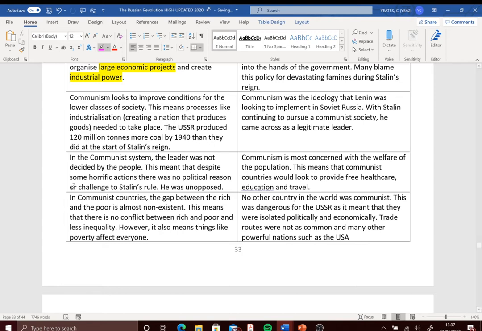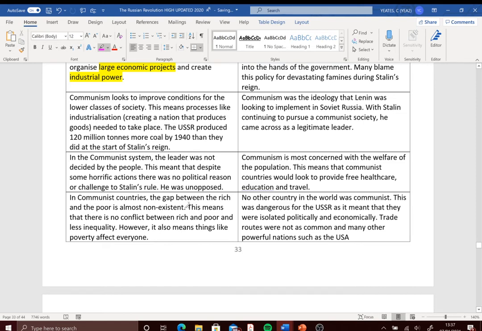So let's think about the first one. The gap between the rich and the poor is almost non-existent. Now, and again, this is why this lesson is so interesting. It's all about your political opinions. Here's the way that I see this box in particular, and whether I see it as a positive or a negative.